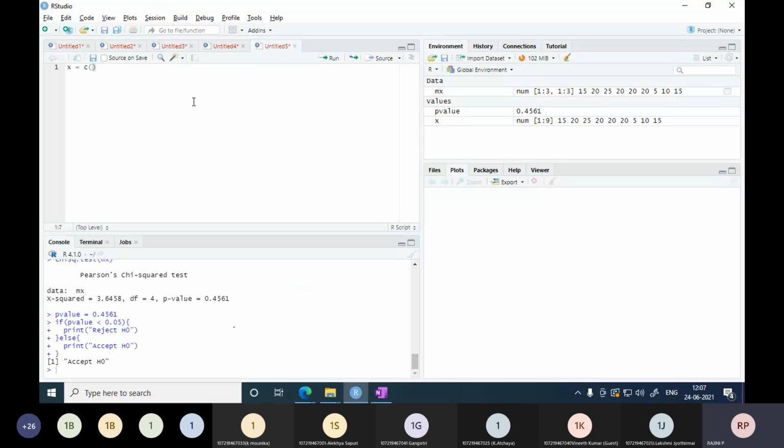Take this. Yes, got it. Data we have taken. And now, after this, one minute, let me give some space. So now, you just go for the next step.